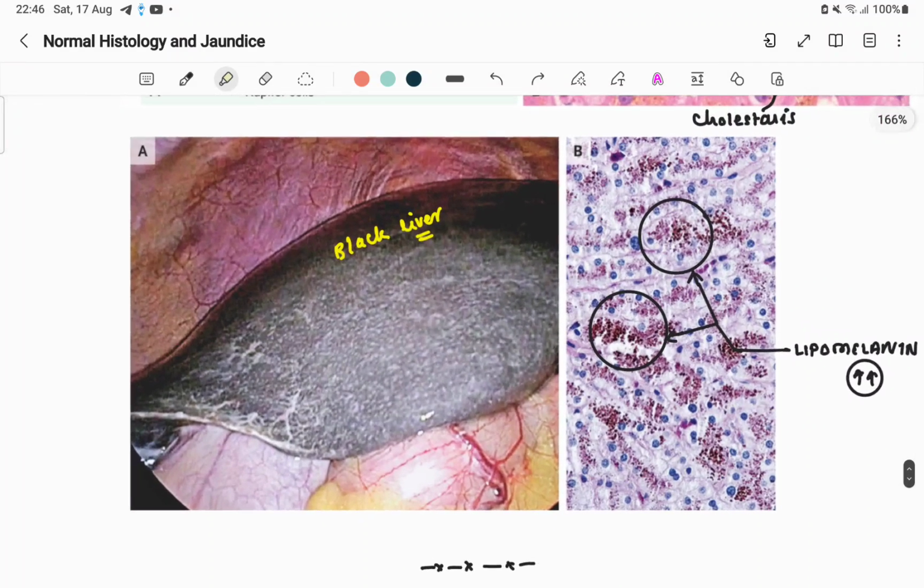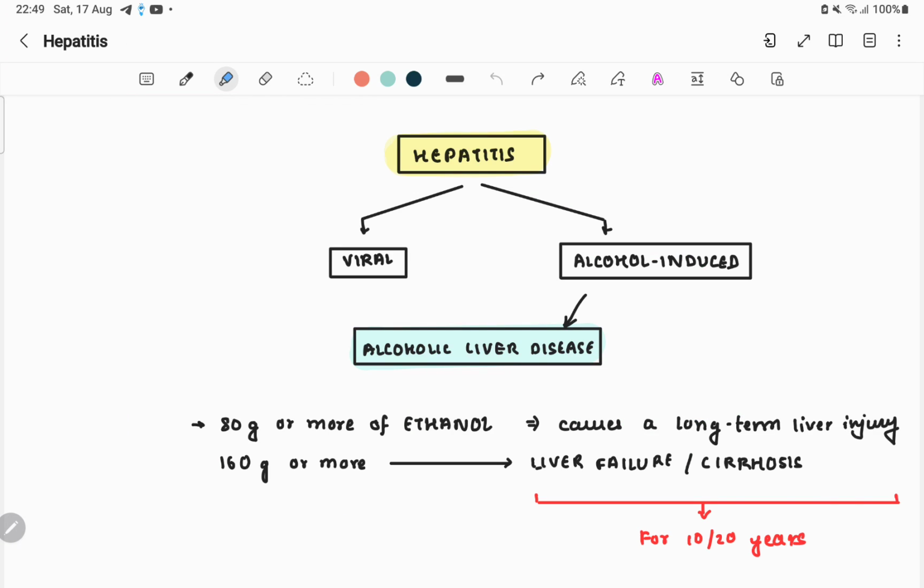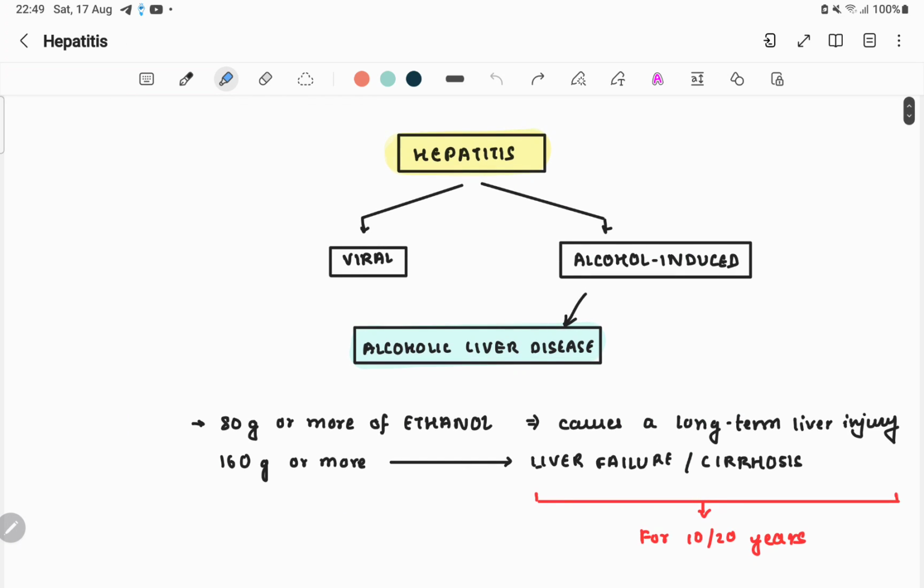And now let's move to the hepatitis spectrum of disorders and alcoholic liver disease, alcoholic liver cirrhosis and all. And after that we'll move to the next chapter. Let's move on to the next part of this hepatobiliary system. So now we are into the hepatitis spectrum of disorders. So hepatitis we can classify like this.